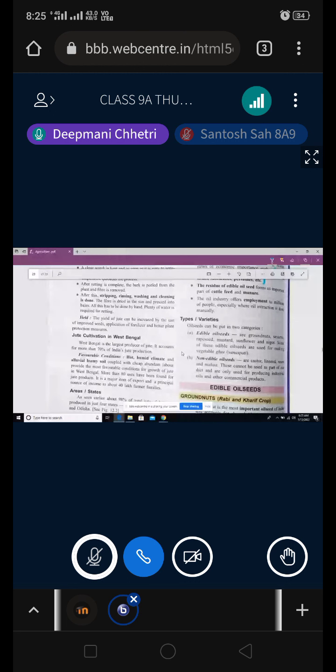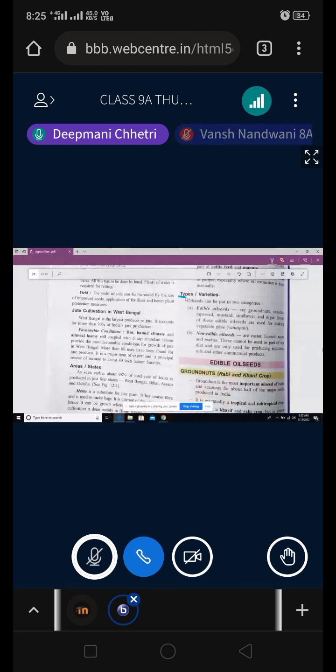And next one we discussed the two types of oil seeds, edible oil seeds and non-edible oil seeds. Edible oil seeds, what does it mean? It is a type of oil seed which we can consume. It's possible to eat, in any form, like cooking food, or adding in salad, or whatever it is.